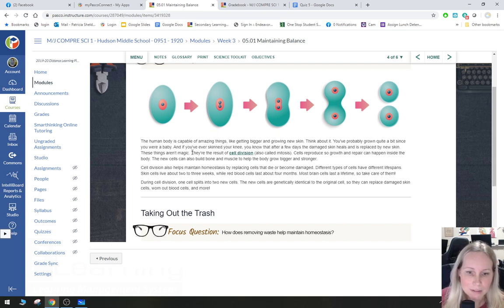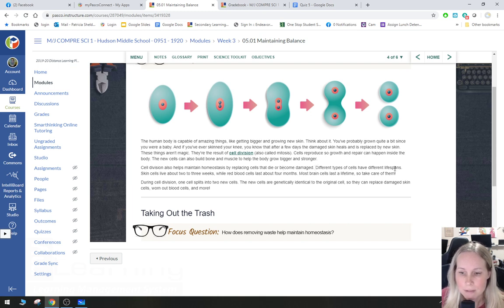These things aren't magic. They're the result of cell division, also called mitosis. Cells reproduce so growth and repair can happen inside the body. The new cells can also build bone and muscle to help the body grow bigger and stronger. Cell division also helps maintain homeostasis by replacing cells that die or become damaged.